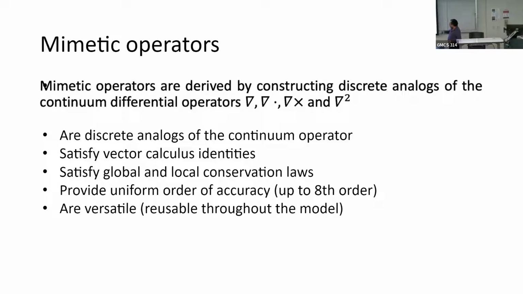discrete analogs, as I mentioned before, of the continuum operators. They satisfy vector calculus identities, satisfy global and local conservation laws, and provide uniform order of accuracy up to 8th order. And this is unique. Okay, there is no other method published anywhere that achieves the same order of approximation in the interior as well as at the boundary. And that's actually very important.